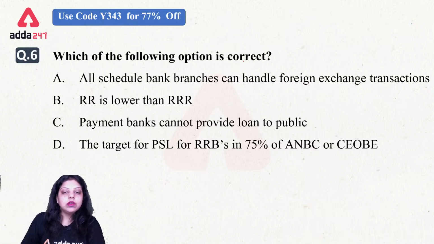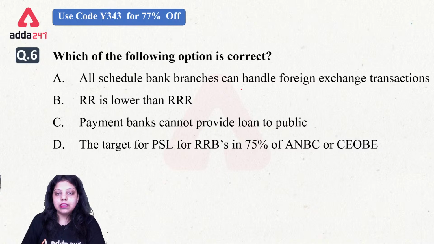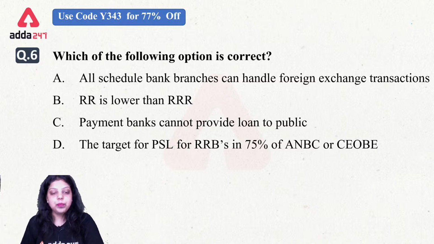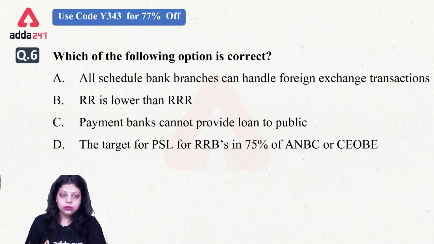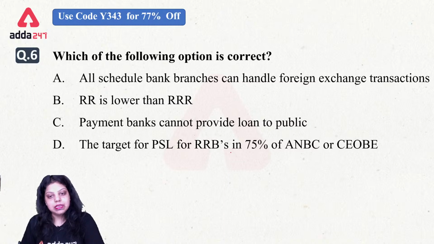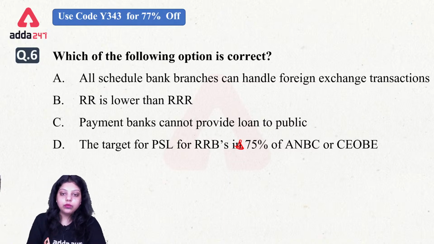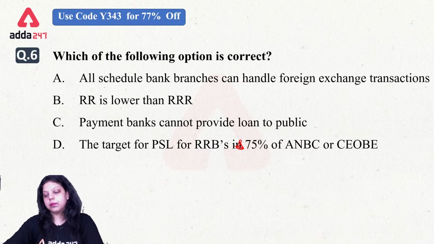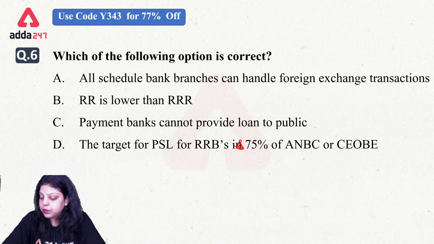Next, which of the following options is correct? So the first statement is saying all scheduled bank branches can handle foreign exchange transactions. Second is saying repo rate is lower than the reverse repo rate. Third is saying payment banks cannot provide loans to the public. And fourth option is saying the target for PSL for RRBs is 75% of ANBC or CEOBE. Now, which of the following will be the right statement in this particular question?